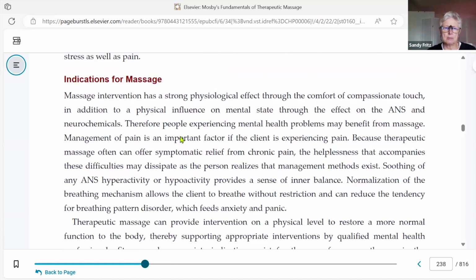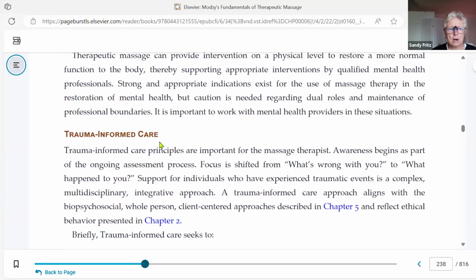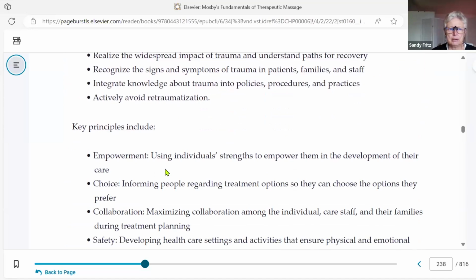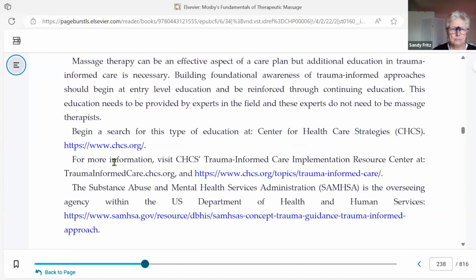So here we're going to talk generally about the indications for massage in this situation, more about trauma-informed care, and here are the principles of that. Massage therapy can be an effective aspect of a care plan, but additional understanding, more information, and developing another set of skills is often necessary if you are going to specifically focus in this area. So more resources for you here.